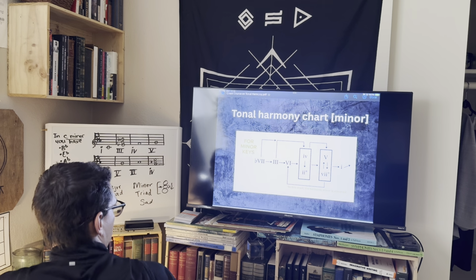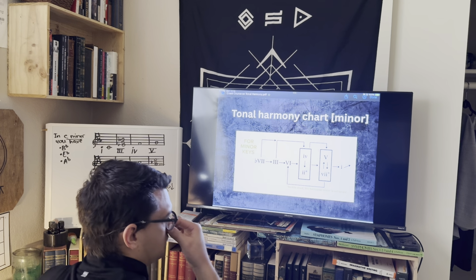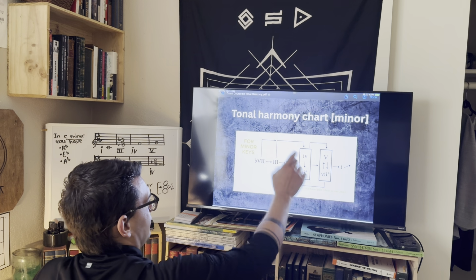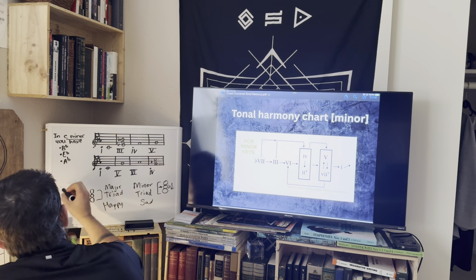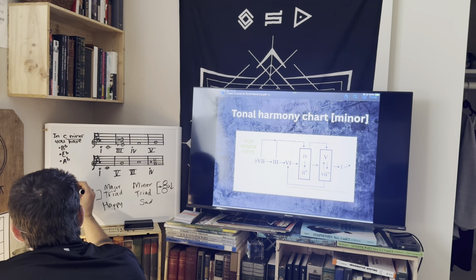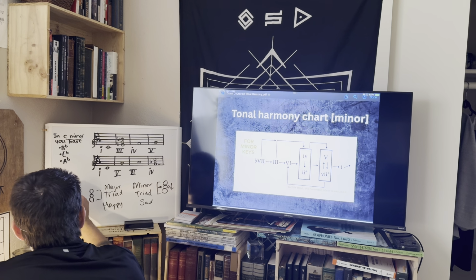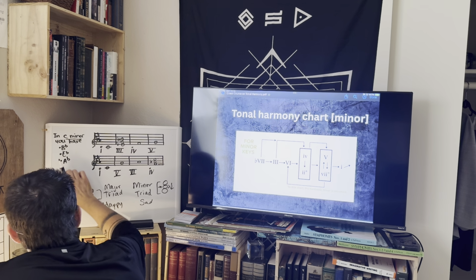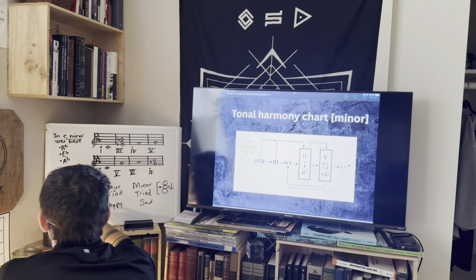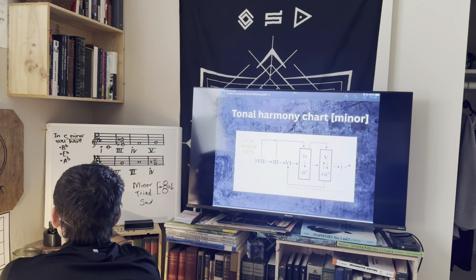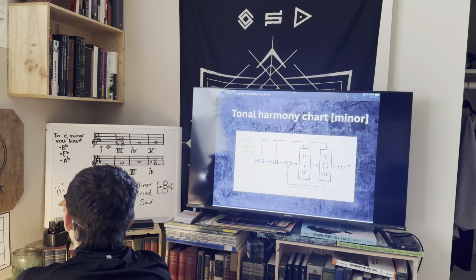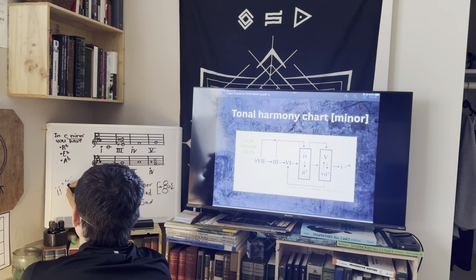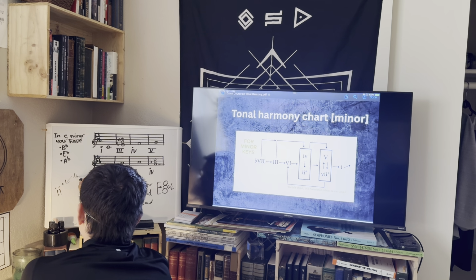I'll just explain real quick, not incredibly important for you to understand right now, the little degree symbol. Let's say we have the 2, the minor 2. It's really a diminished 2. That's what this means: the degree symbol means diminished.